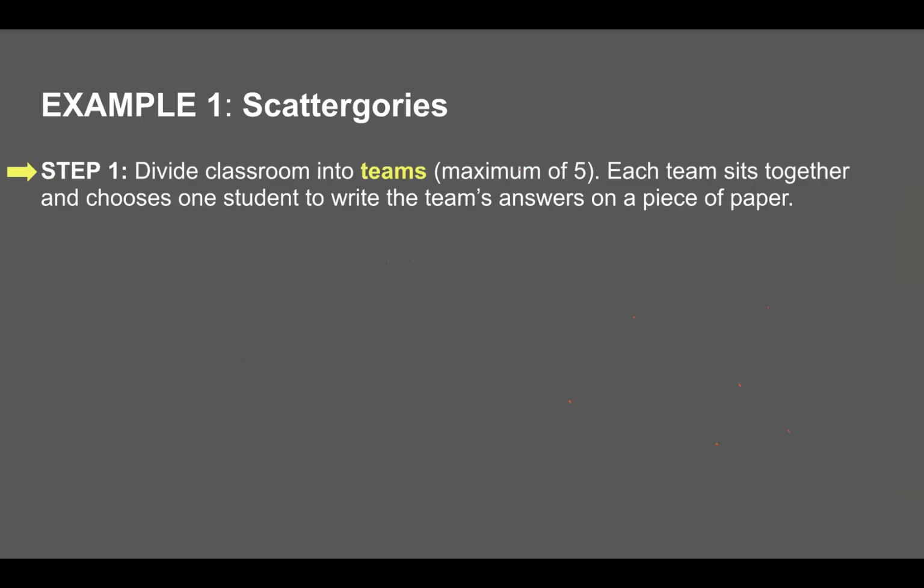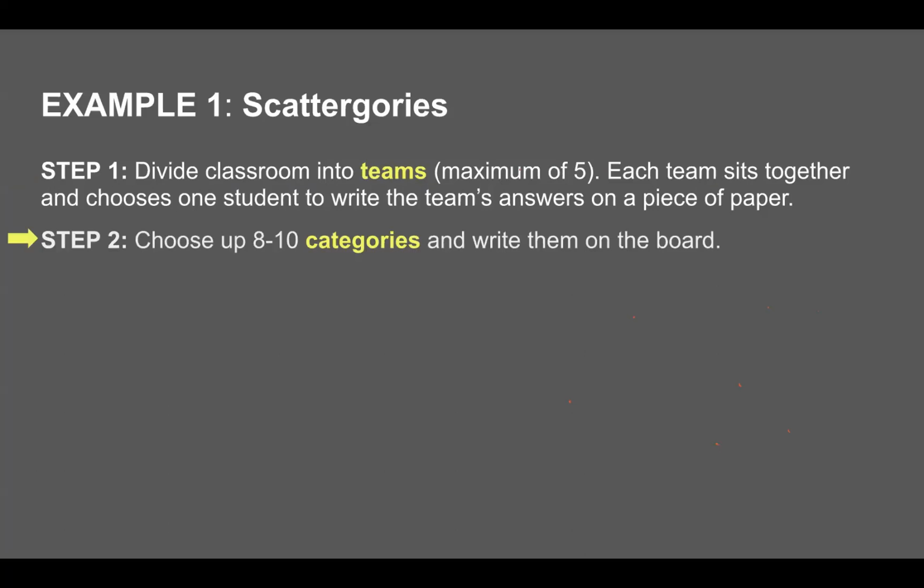So we're going to pretend that we have our imaginary classroom that we're going to do this with. We need to divide our classroom into teams, and each team sits in their area with their table, and they choose one leader to write everything down on a piece of paper. So this is a team activity. You want to work together. Next, we choose our categories. The teacher gets to choose the categories.